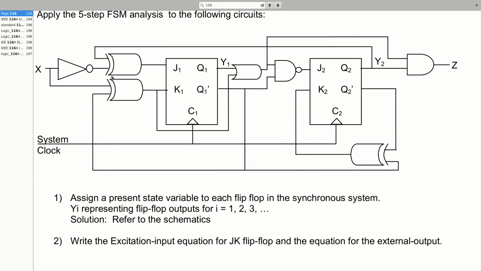Now, that's probably the next step. Yeah, but those are just inputs to the flip-flop. So you want columns for J1 and K1 in your table. And based on what a JK flip-flop does, you write down what the next Y1 is, yeah, that is.